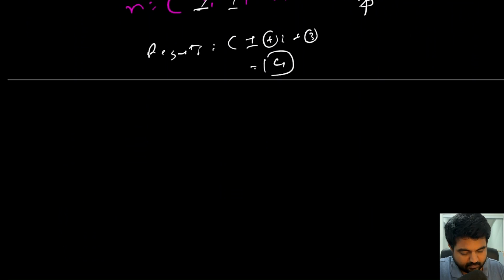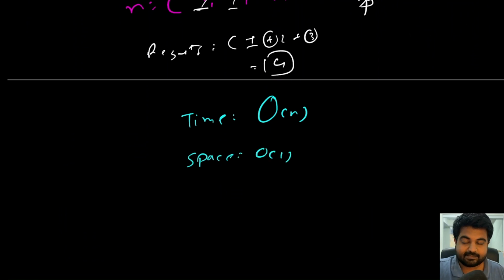If we see time and space complexity, in this case, the time complexity is going to be big O of n, and the space complexity is going to be big O of 1, because we are not using any additional space apart from a couple of variables. So this is a relatively easy and simple approach to solve this problem. And once again, this is a pretty popular bit manipulation problem. So now let's quickly see the coding solution.